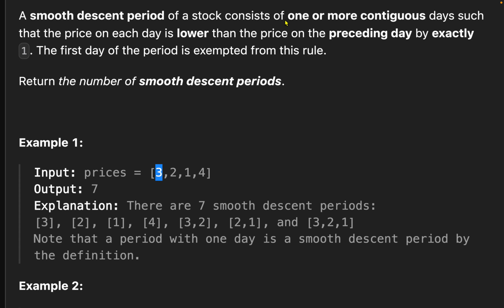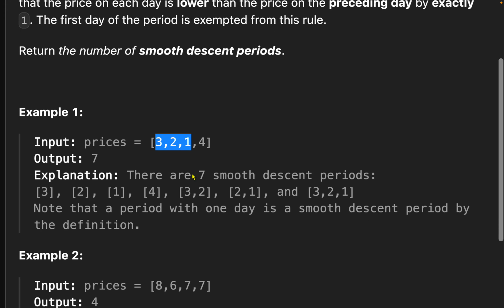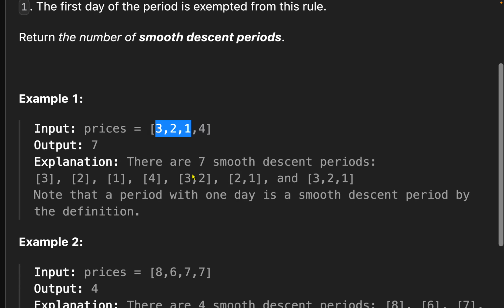Because it consists of one or more contiguous days, even one day is counted, so we allow this one day as well. I'm taking every day, and that has been taken here as well. Then I'm taking 3-2, which is valid, 2-1, which is valid, and 3-2-1, which is also valid. Cool. That helps.